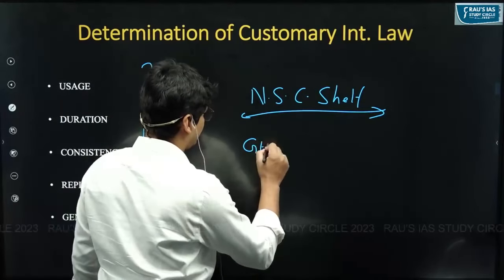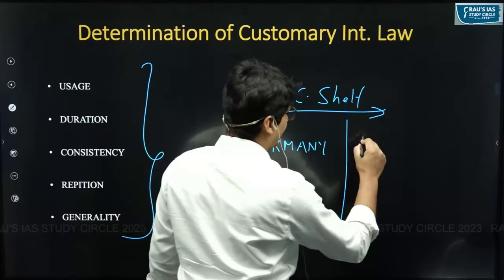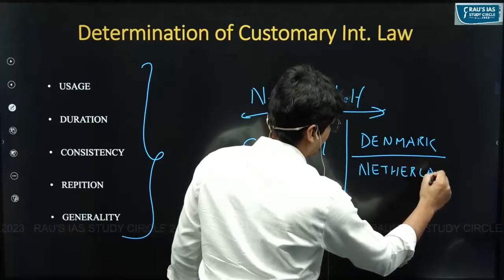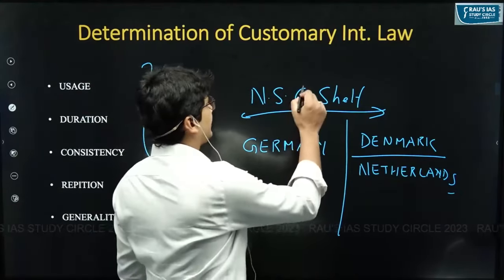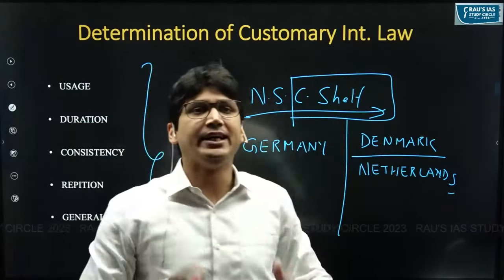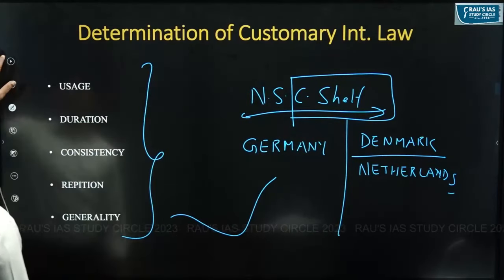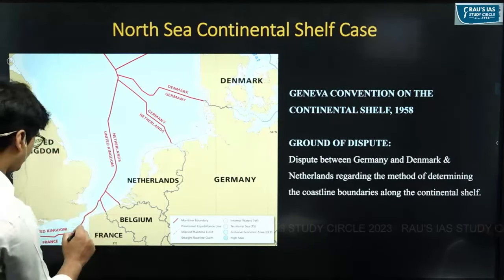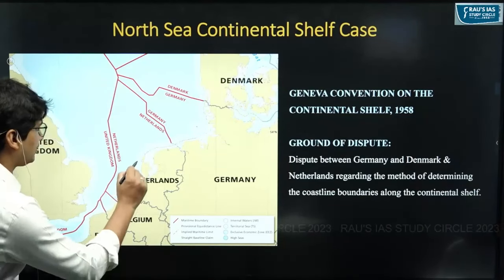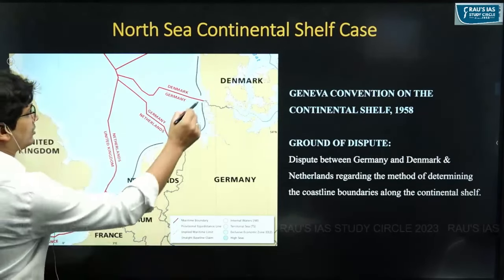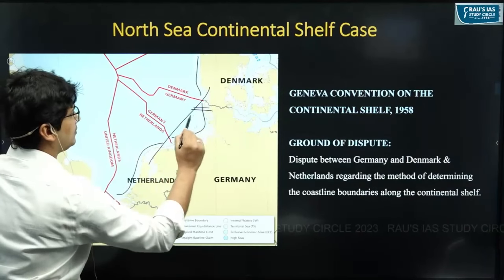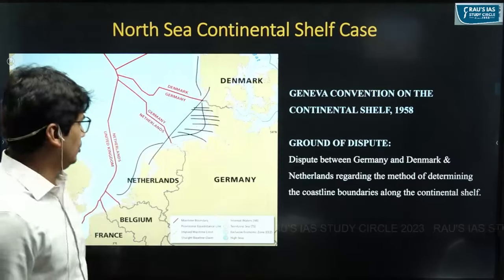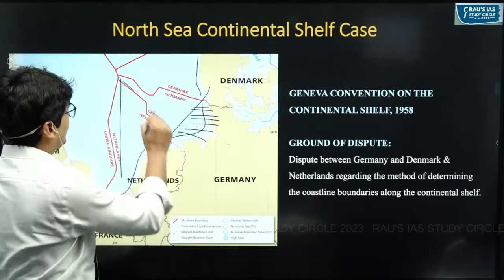This case deals with or is between Germany on one hand and Denmark and Netherlands on the other. And the whole issue is determination of the continental shelf, or how much area with respect to the continental shelf. Now, if you look at the map, I think I have the map for you. Yeah, this is the map. If you look at the map, can you see this part? Take it from Netherlands. This, then this, then this. Now, do you see this concave part here? This part. Okay. So, this case was with respect to determination of the continental shelf.